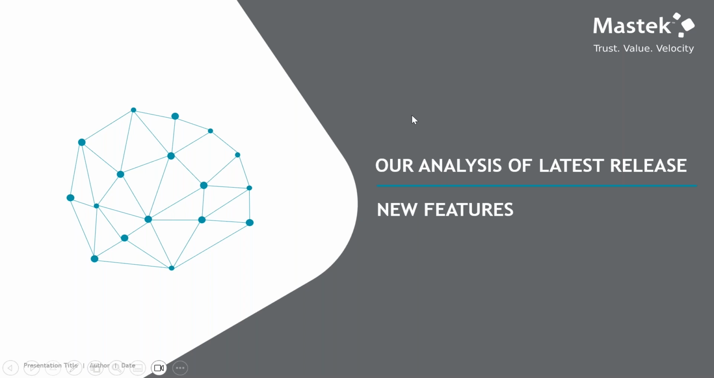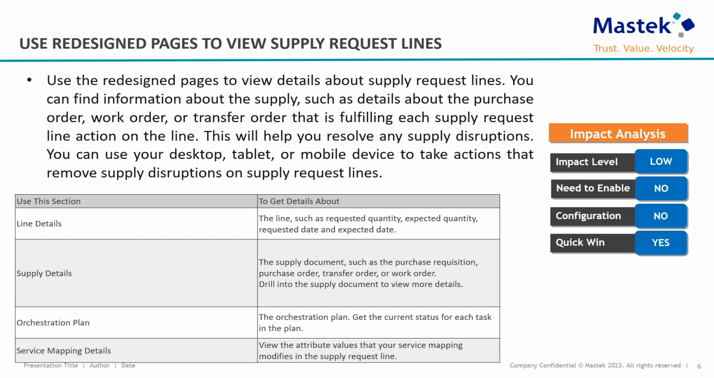This is about using redesigned pages to view supply request lines. With this feature, you can confidently utilize the redesigned pages to access detailed information about all the supply request lines, and also gain insight into the supply details such as POs, work orders, and transfer orders associated with each supply request line. You can also review the orchestration plan to understand the current status of tasks within the orchestration process. Additionally, we can view the attributes that the service mapping will be modifying on each line and take decisive action to resolve any supply disruption from this.